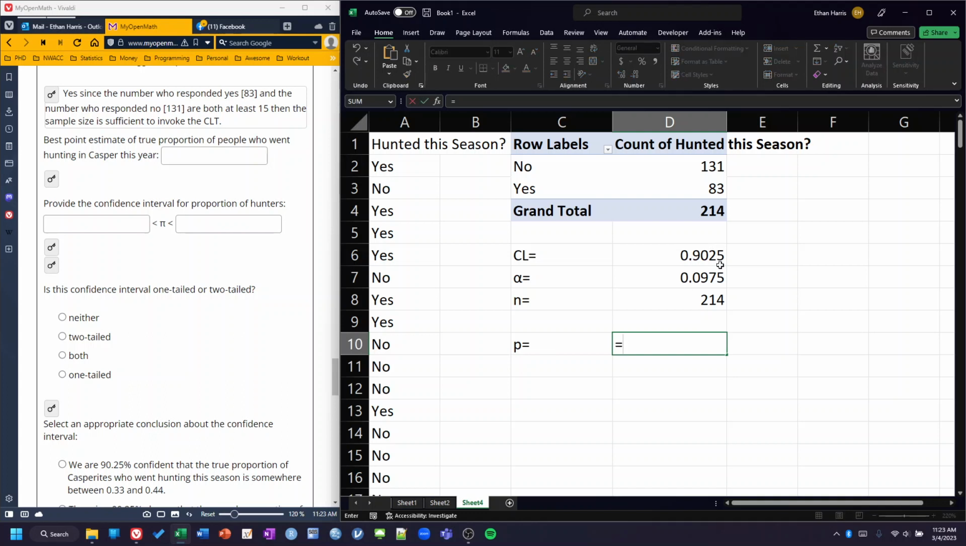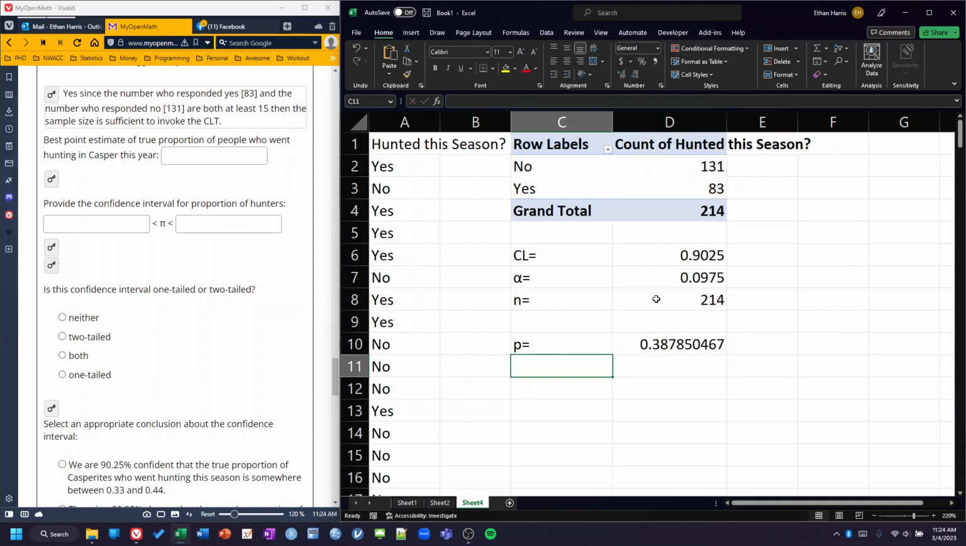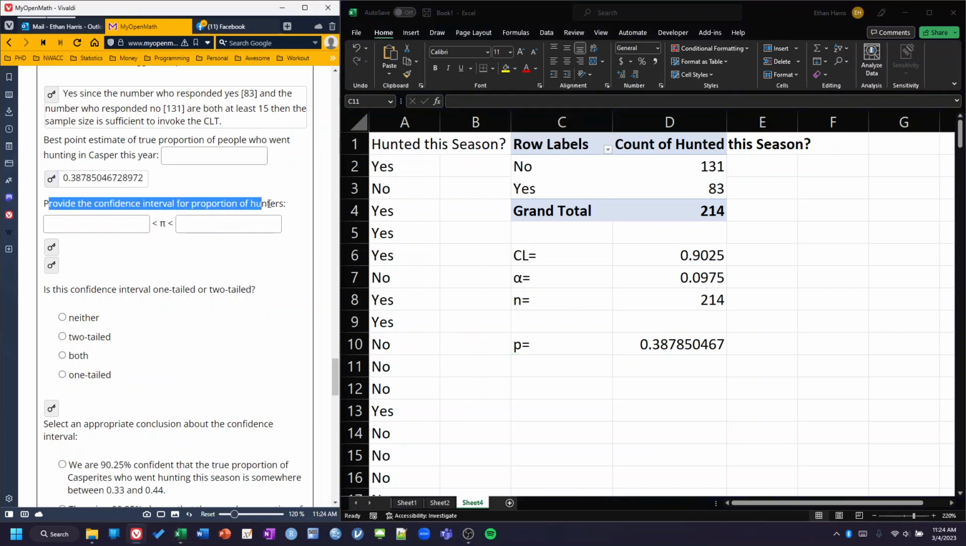So we're going to say p equals the number of people who said yes, they went hunting, divided by the total number of people. And we have a proportion of like 38%, 39%, and that is our best guess. Now, if we want a confidence interval for these guys, now we've got to do a little bit more work.